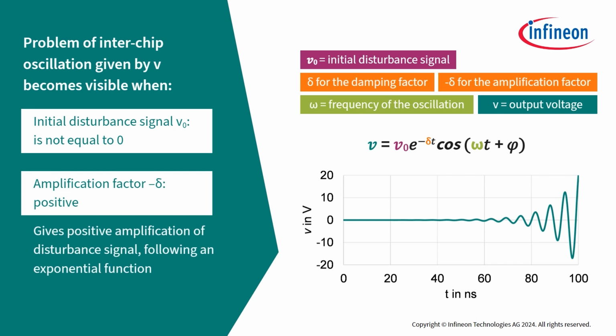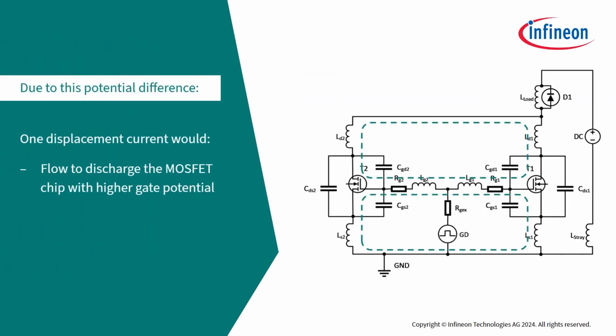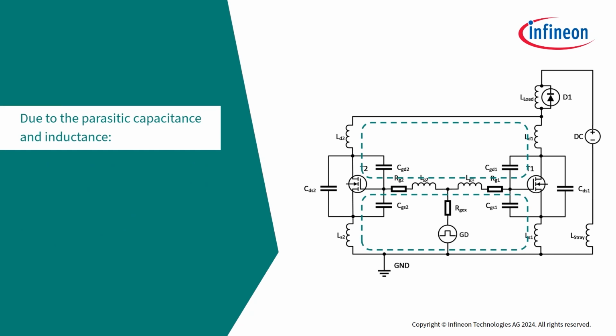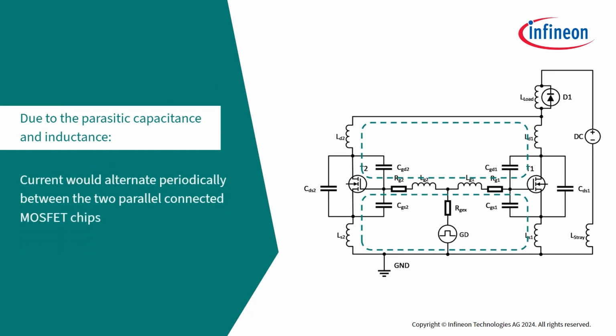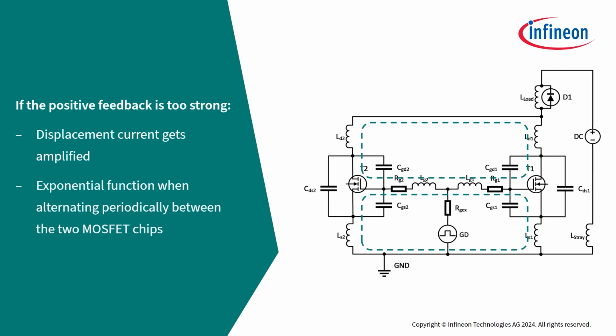The initial disturbance signal can be, for example, the potential difference between the gate potential of the two parallel connected MOSFET chips. Due to this potential difference, one displacement current would flow to discharge the MOSFET chip with higher gate potential and charge the MOSFET chip with lower gate potential. Due to the parasitic capacitance and inductance in the circuit, this current would be alternating periodically between the two parallel connected MOSFET chips. If the positive feedback in the system is too strong, this displacement current gets amplified, following an exponential function when alternating periodically between the two MOSFET chips.